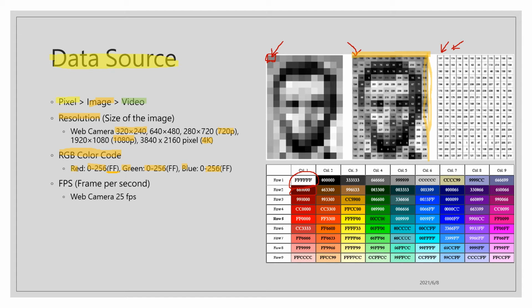Okay, so if we combine lots of the images together, it becomes a video. So for the videos, we have the frames per second. That means for each second, how many images we can process. So most likely a webcam is 25 FPS. So this is something you need to bear in mind, because when you are using it for training, or for data processing, if you increase the resolution or increase the FPS, it will exponentially increase your training times.